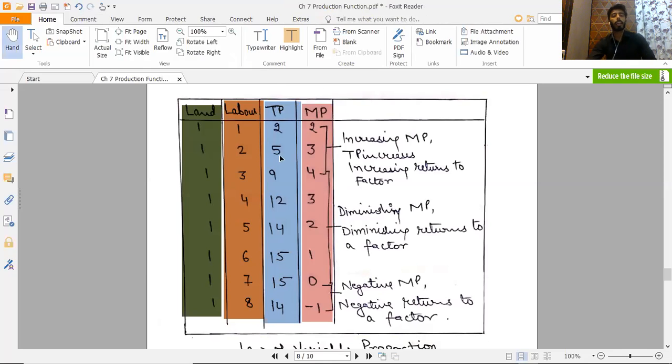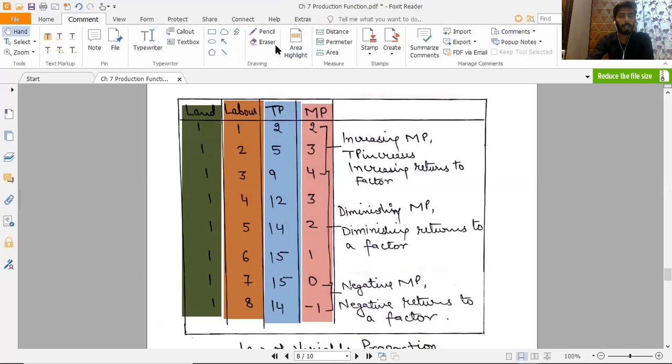So here are the 4 columns. Now see how the MP is derived. The MP is nothing but TPN minus TPN minus 1. So 2 minus 0 is 2. 5 minus 2 is 3. 9 minus 5 is 4. 12 minus 9 is 3, and so on, like this.